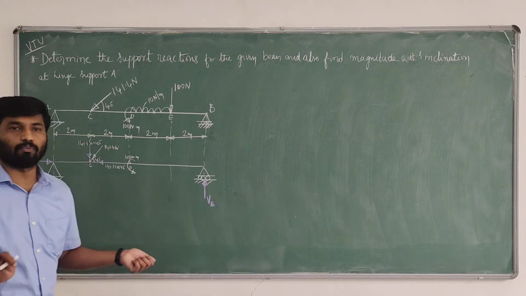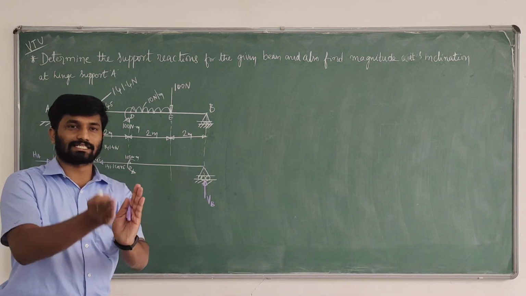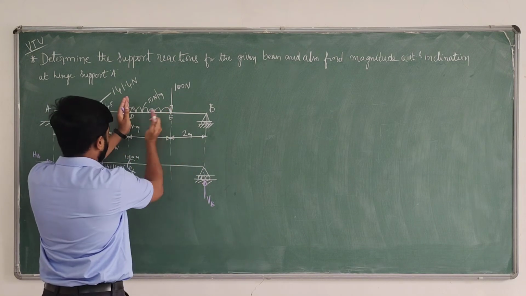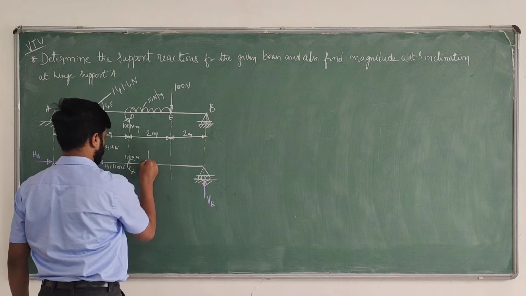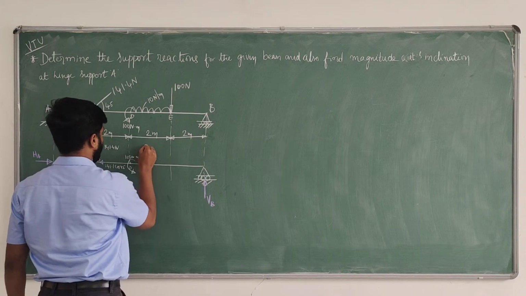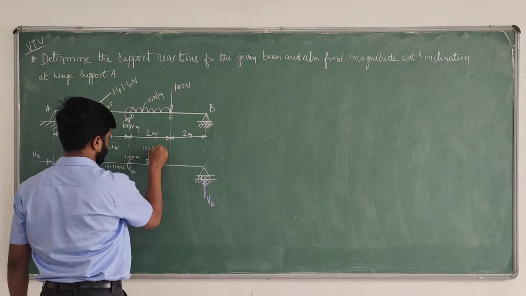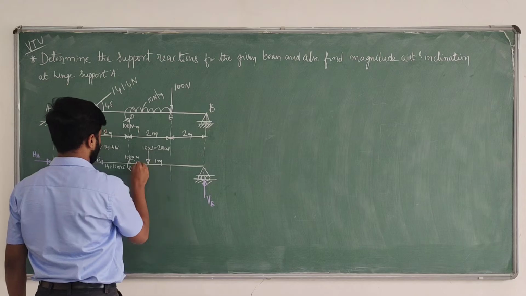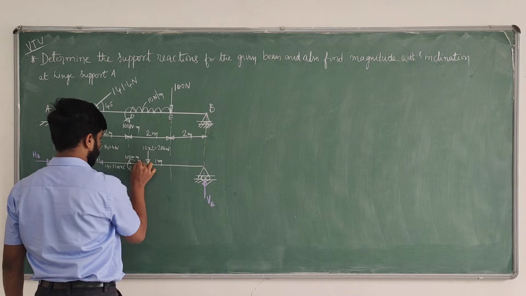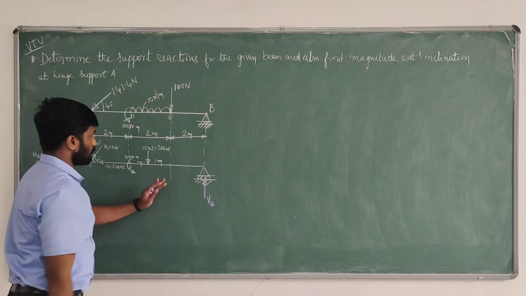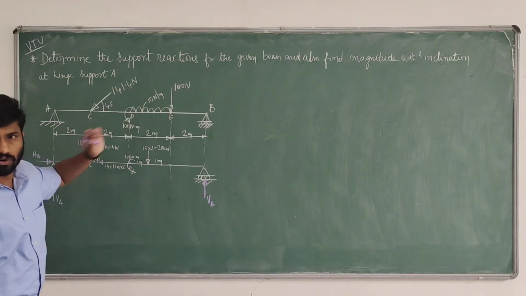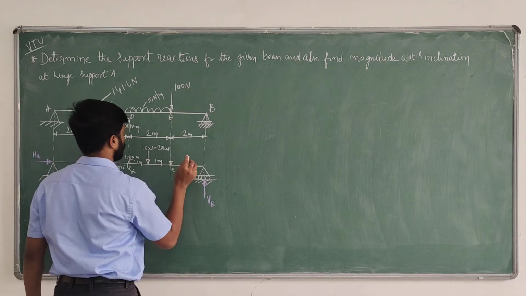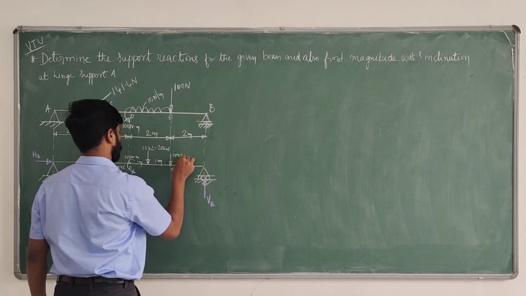How to convert the UDL into a point load? It is w into L, acting at L by 2. So w into L is 10 into 2, which is 20 kilonewton, and L by 2 means 1 meter, and another 1 meter. So we have reduced this UDL into a point load. Next you have one more point load at E. That value is 100 Newton.